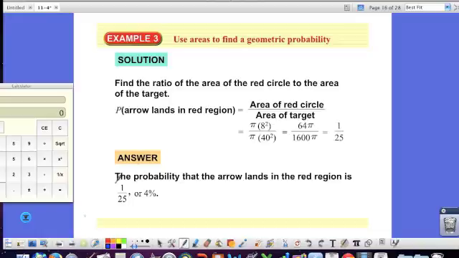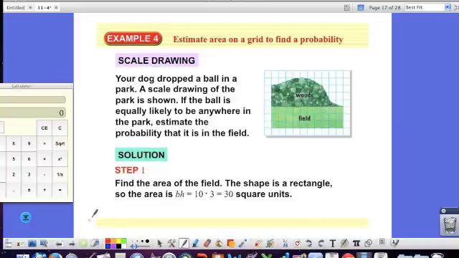But basically, you're going to find the area of the red circle, and it's easier on these just to use pi because the pi's would cancel out. So 64 pi over 1600 simplifies to 1 out of 25, or there is a 4% chance that you will hit the target.